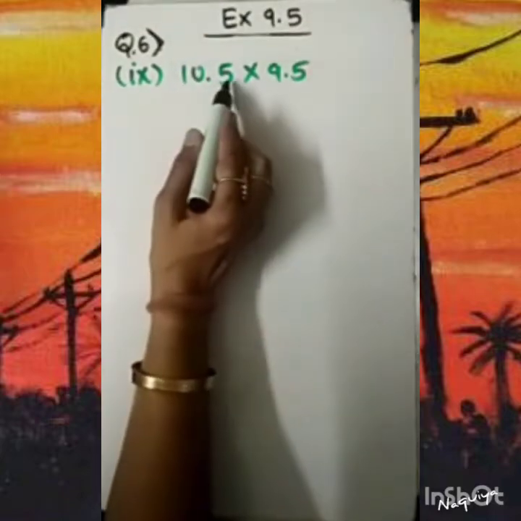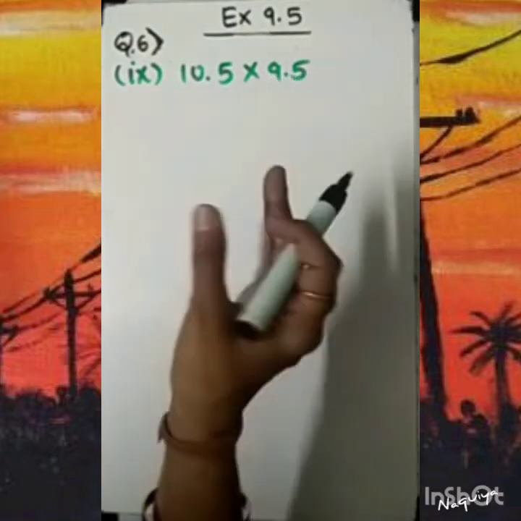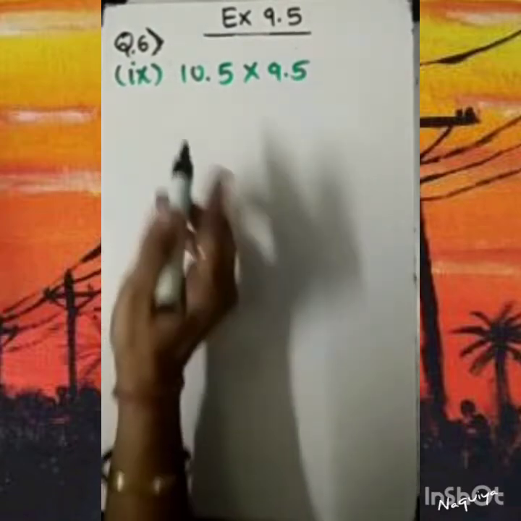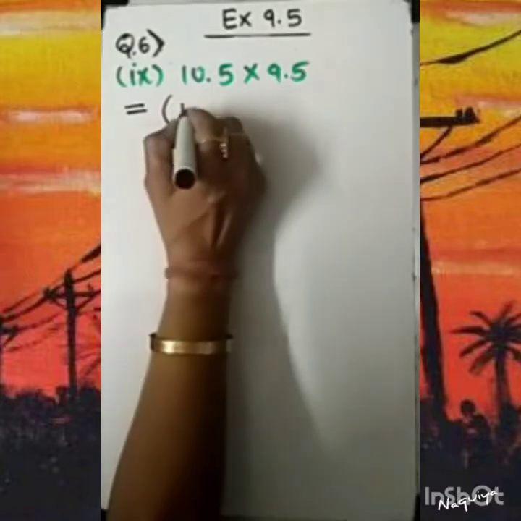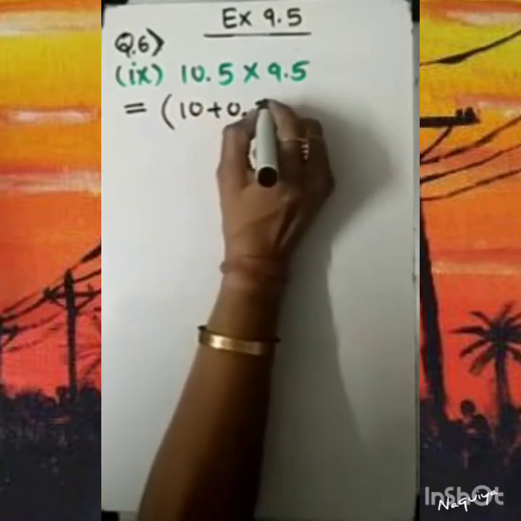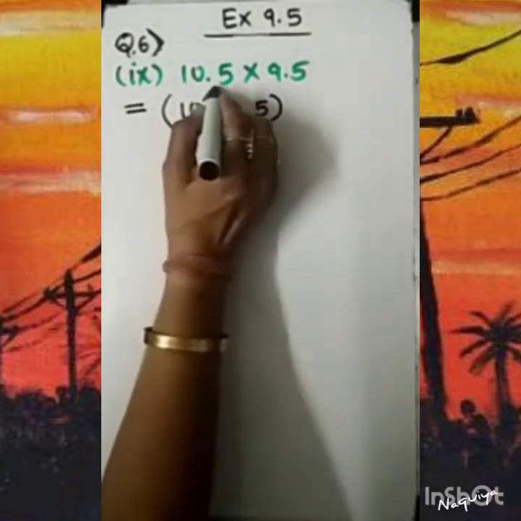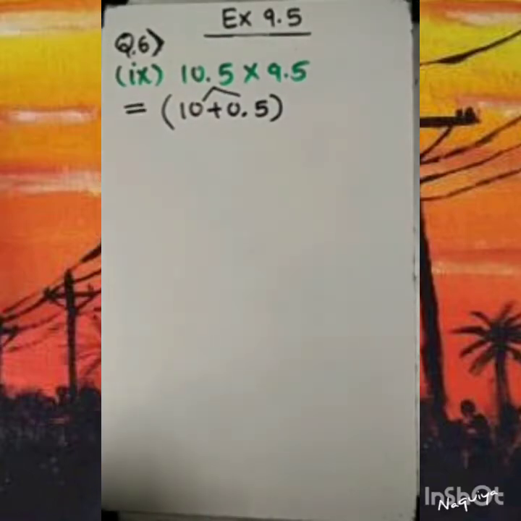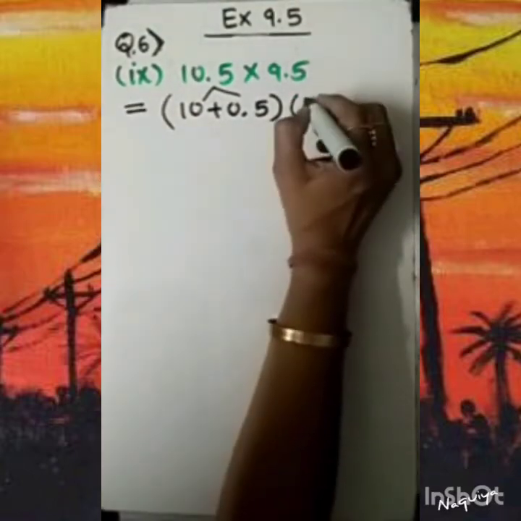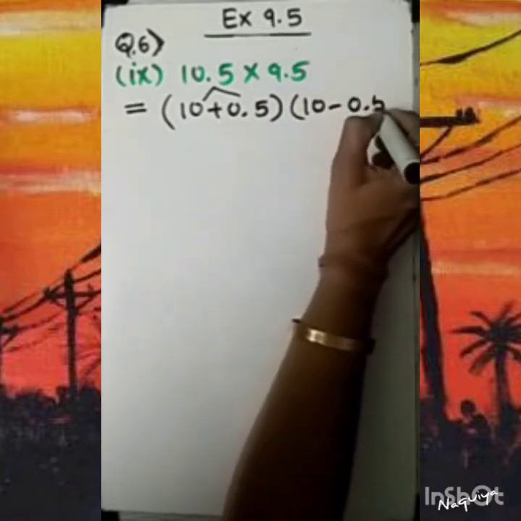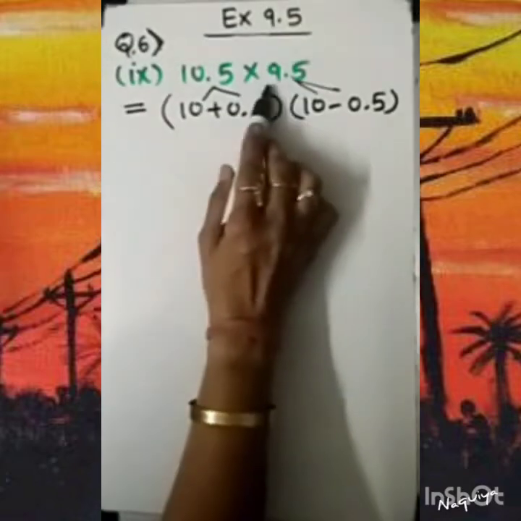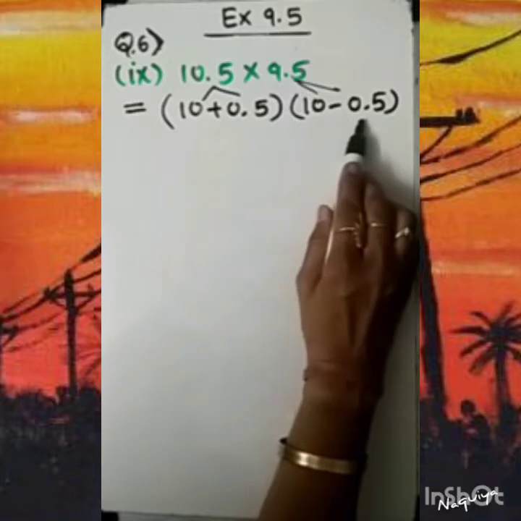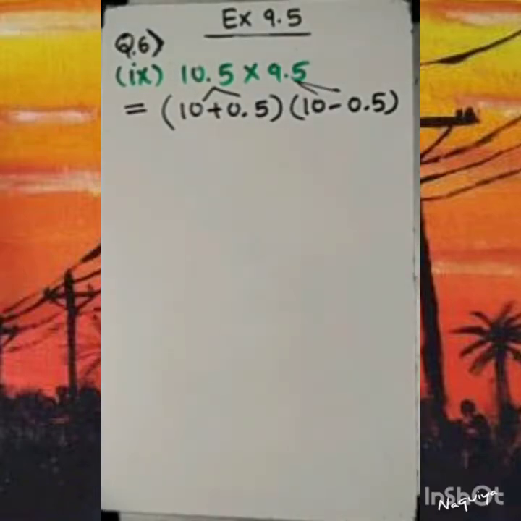As we know that 10.5 and 9.5, their approximate or round off is the nearest 10. So I need to write 10 plus 0.5 gives the result 10.5. So 10.5 can be written as 10 plus 0.5. Same thing here: if I subtract 0.5 from 10, then I will get 9.5. So this is the way. How can we write 9.5? 10 minus 0.5. Fine. Clear up to here?